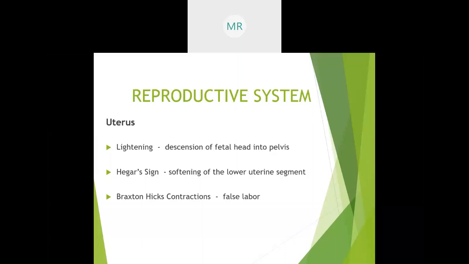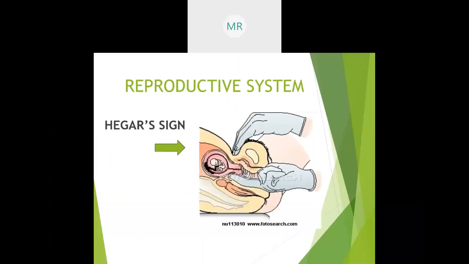So when we put mom in stirrups and we do a sterile vaginal exam, we notice that softening of the lower uterine segment. And then you hear sometimes false labor. It's Braxton Hicks contractions, I always call them. It's a rehearsal, okay, of what's to come with true contractions, true labor. And the softening of the lower uterine segment is an example of Hegar sign. This is during a sterile vaginal exam when mom goes in for her first prenatals.